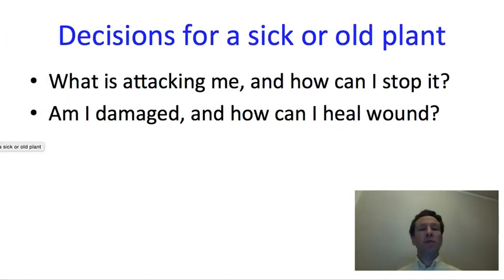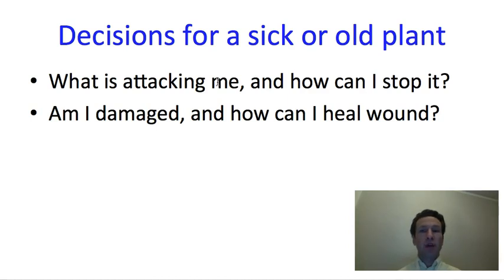For an older plant or a sick plant, it needs to make some additional decisions. If a plant is being attacked, then it first needs to know something about what's attacking it. It could be an insect, it could be a fungus, it could be a bacteria or a virus. Related to this, it needs to have some method of dealing with stopping the attack.